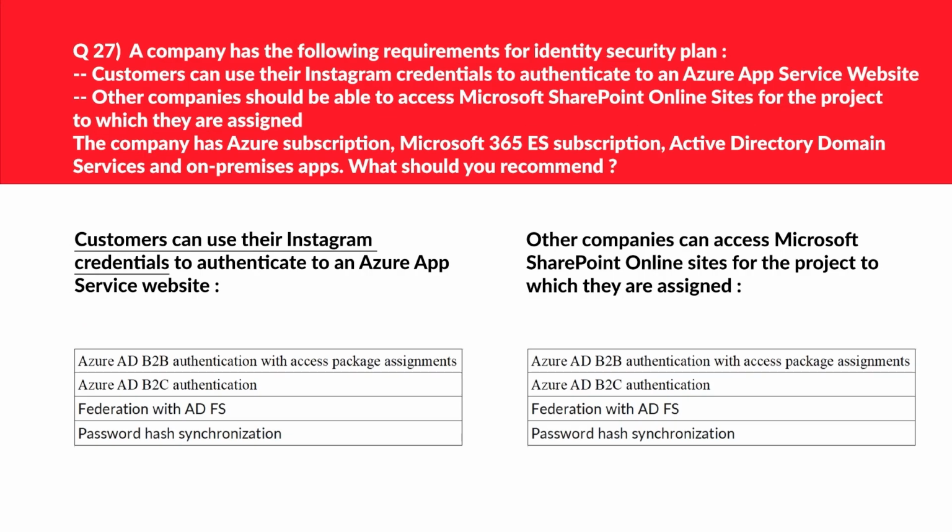Alright, we got a box type question. We'll focus on box 1. I marked the keyword for box 1. The statement says customers can use their Instagram credentials to authenticate to an Azure App Service website. So Instagram is just a reference. It just means the social media can be like Facebook or Gmail. Just keep in mind. So in box 1, Azure AD B2C authentication makes sure that customers can use their social media accounts like Facebook to authenticate to an Azure App Service website. So this looks good. We'll lock here.